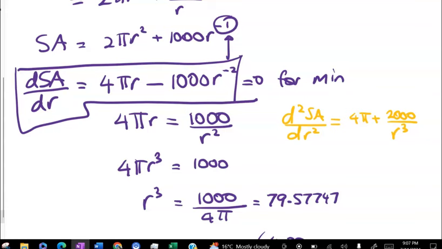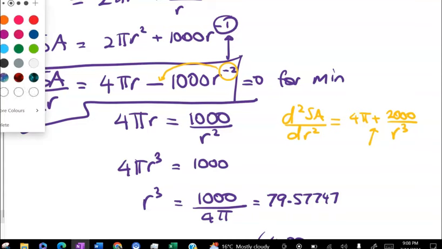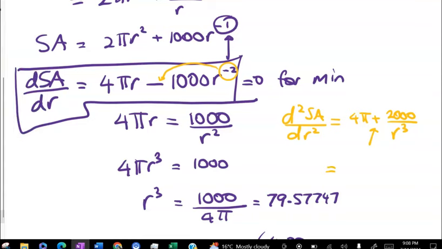Okay, so again, what I'm doing with a negative power to differentiate is I'm bringing down my power. So it's going to get multiplied in there. That's where the plus 2000 is coming from. And then I drop the power to negative 3. And you can see straight away that for our value of r, which was 4 point something, that is positive. So we've found a minimum. Okay, as I said, I don't know if you're going to need to have that.